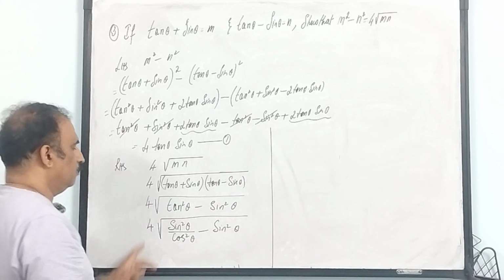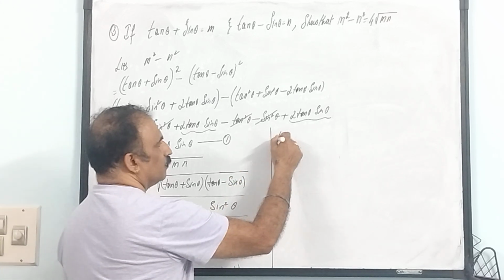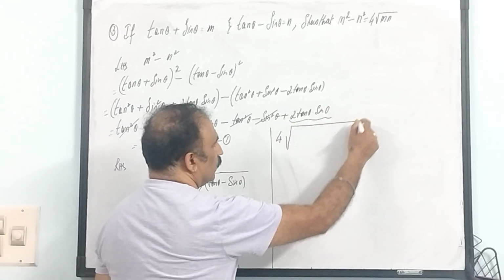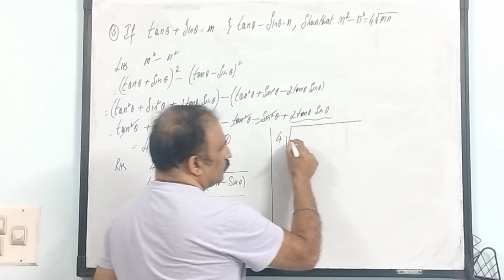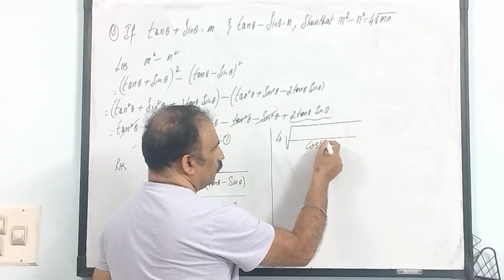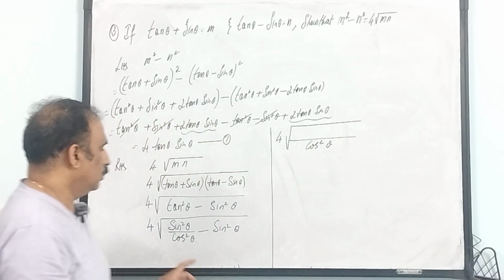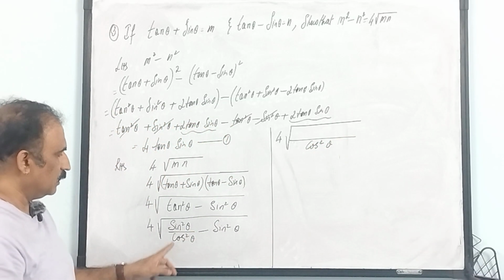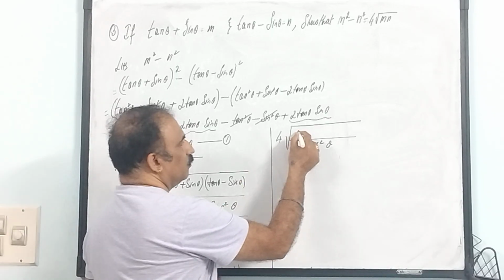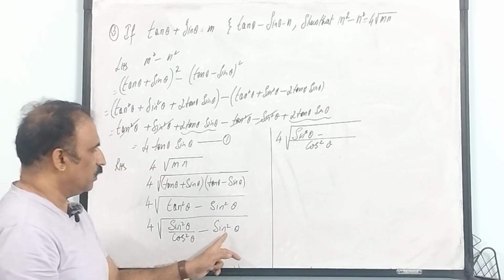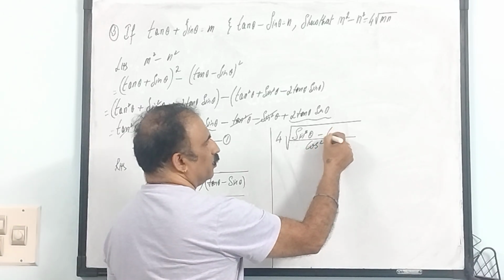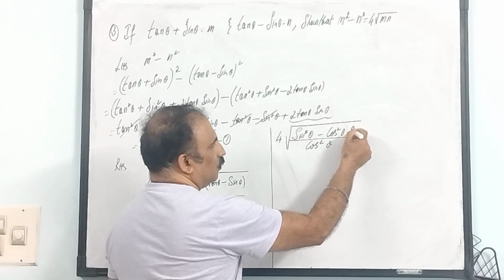So further, we'll keep that 4 as it is. Root of, we have got an LCM there. LCM is cos square theta. So we'll write LCM as cos square theta, which is inside the root. So when I multiply cos square, it gets cancelled, only sine square here. Minus, so cos square had to be multiplied here, so it is going to be cos square theta into sine square theta.